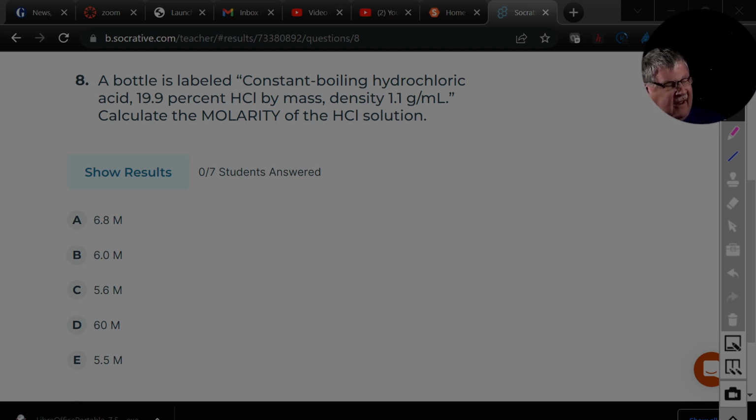There's one answer here I can eliminate straight away. It's just too large. 60 moles of HCl in a liter solution. I don't think that's going to happen.